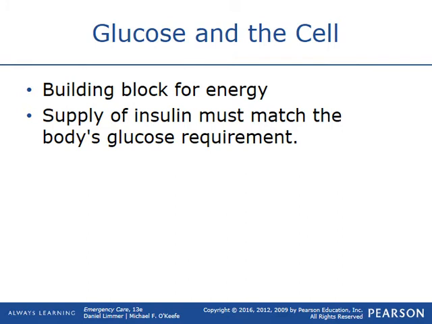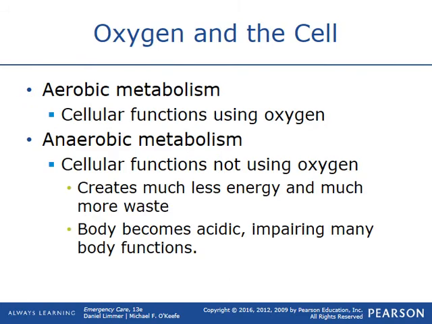Glucose is used as a building block for energy, so the supply of insulin must match the body's glucose requirement. Too little, and we can run into problems, and of course too much. As far as oxygen in the cell goes, there are a couple of different types of metabolism we're going to talk about. Aerobic refers to cellular functions that use oxygen, and anaerobic metabolism refers to cellular functions that do not require and do not use oxygen.